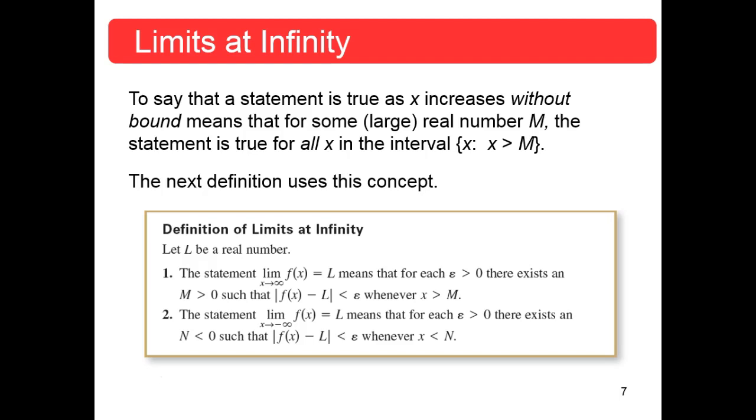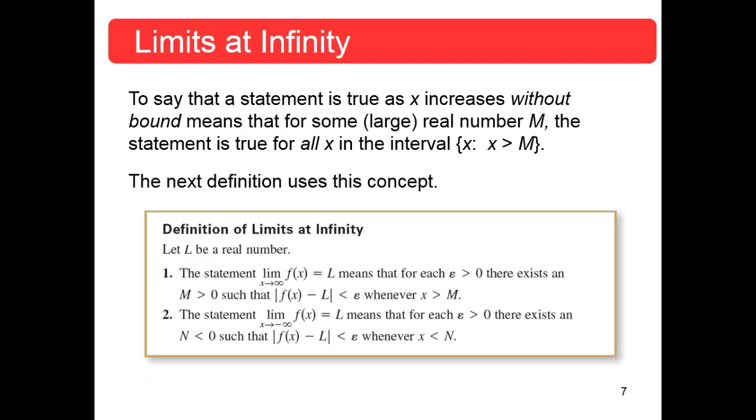Okay. Now, the statement that the limit as x approaches infinity of f of x equals L means that for each epsilon greater than 0, there exists an M, a capital M, also greater than 0, such that any time the difference between f of x and L is less than the epsilon you chose, it will be whenever x is greater than this M that you chose. Okay? And the limit as x approaches negative infinity, which is not a number, of f of x equals L means that for each epsilon greater than 0, there exists some N, think of that as negative here, less than 0, such that the difference between f of x and L is less than that epsilon you chose whenever x is less than that negative number.